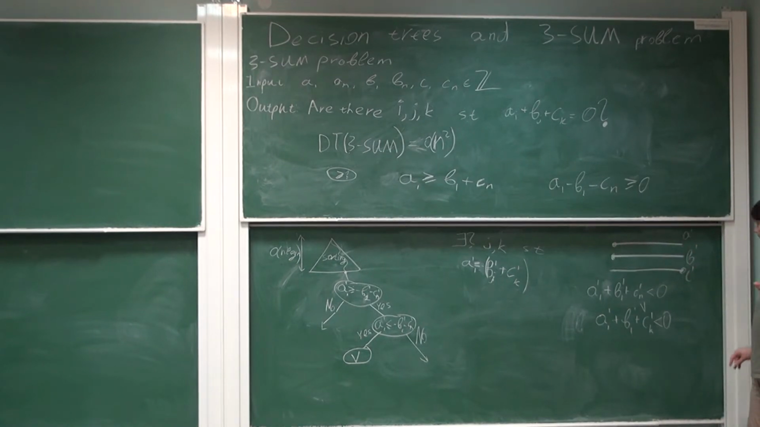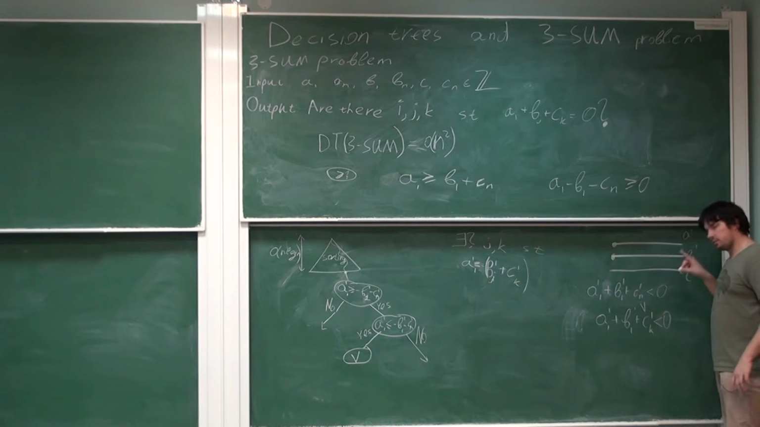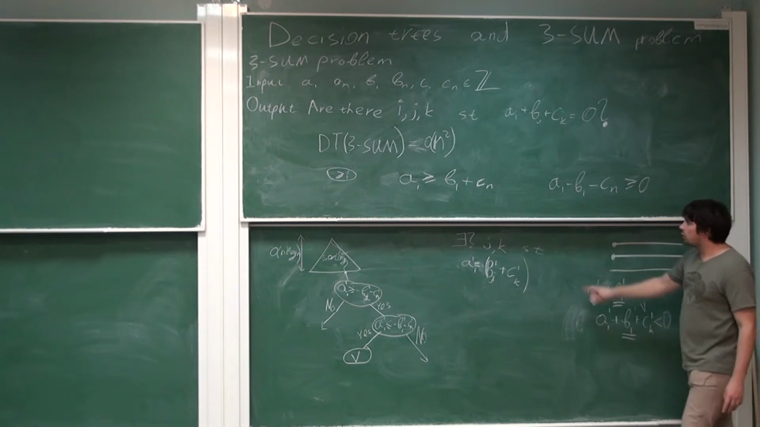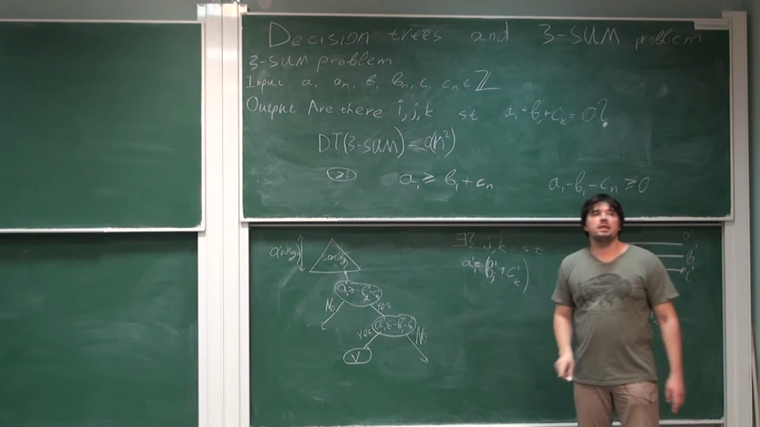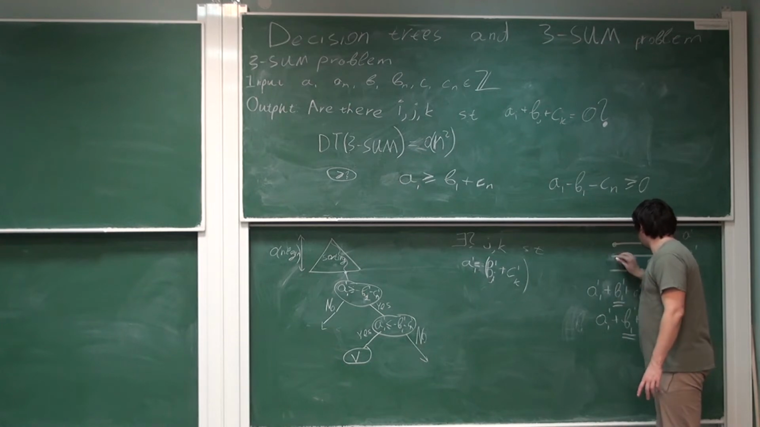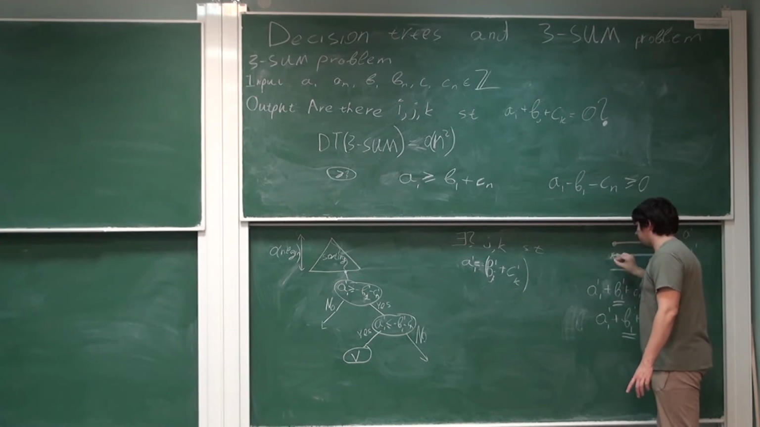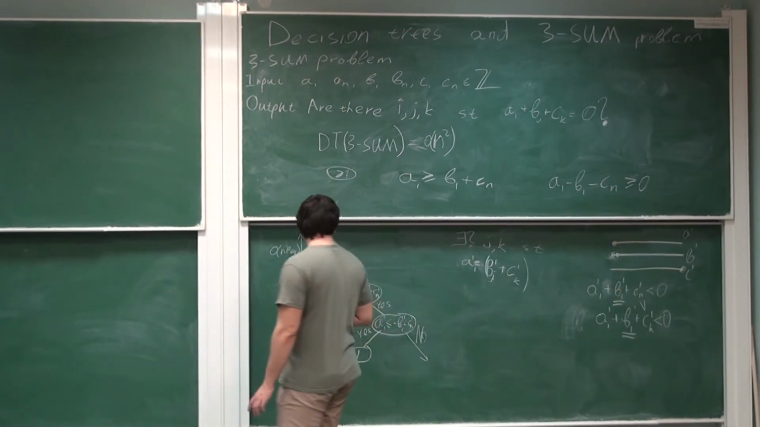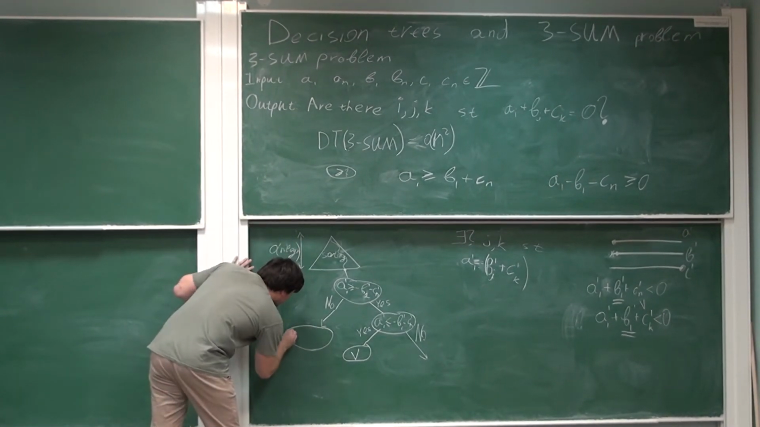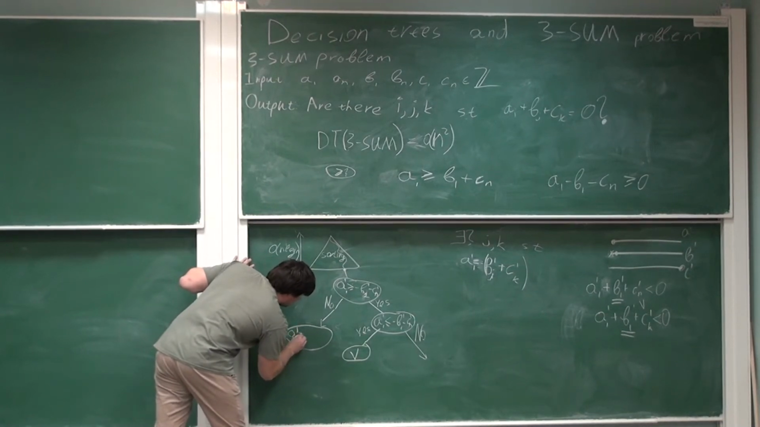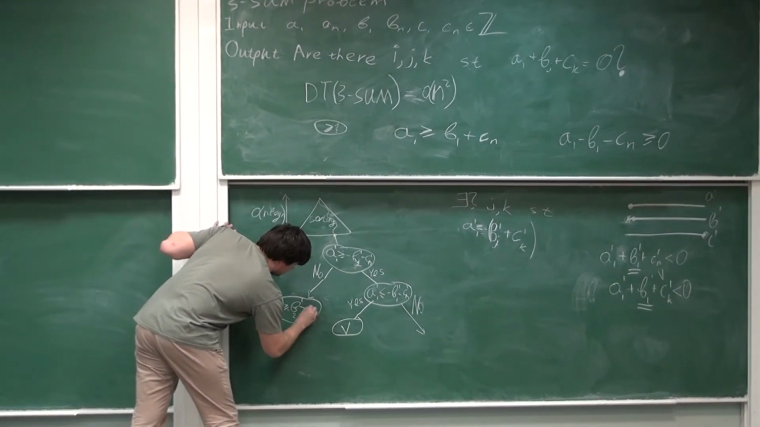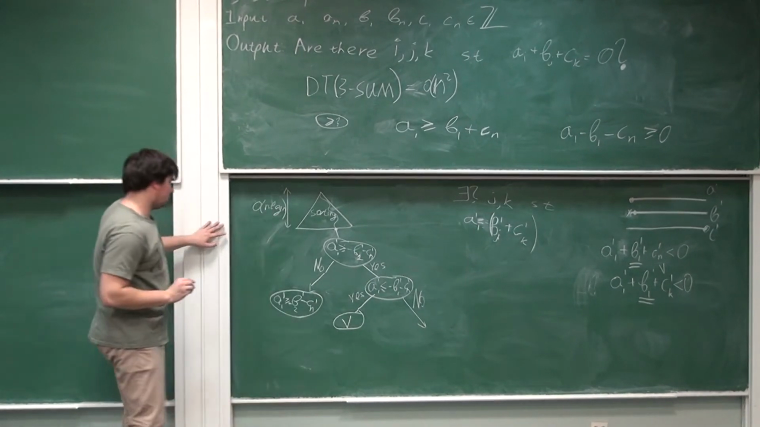That means that B1 is not part of a triple, that J couldn't be equal to 1. So we kind of forget about this guy and just move on over here. So from now on, our question would be: is A1 prime greater or equal to B2 prime minus Cn prime, right?